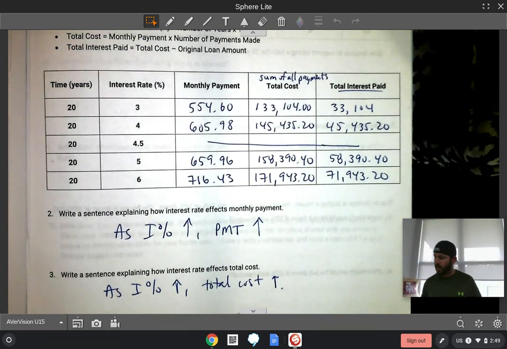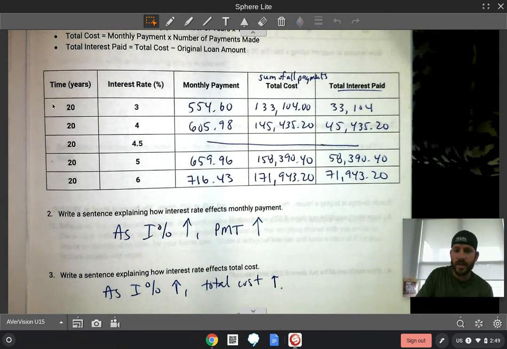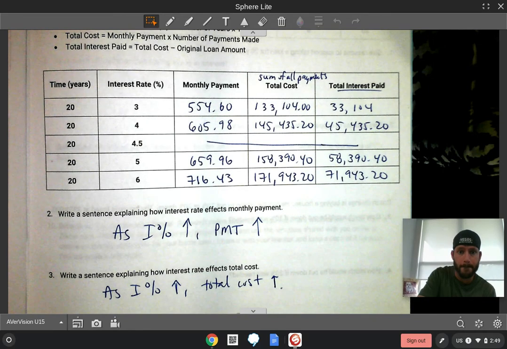So write that down. Next video, we'll turn the page and we'll learn some more about changing the length of the loan. Hit pause here if you need, because I'm going to go and stop this video.